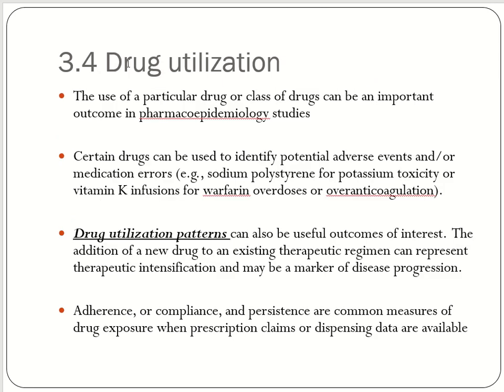Another type of outcome could be drug utilization by itself. For example, maybe that condition led to a certain point where there was a need for starting a certain medication. The use of a particular drug or class of drugs can be an important outcome in pharmacoepidemiological studies. Certain drugs can be used to identify potential adverse events and or medical errors. And you have examples of drug utilization patterns, as we mentioned previously, there will be a chapter on that, in terms of adherence, compliance, persistence.